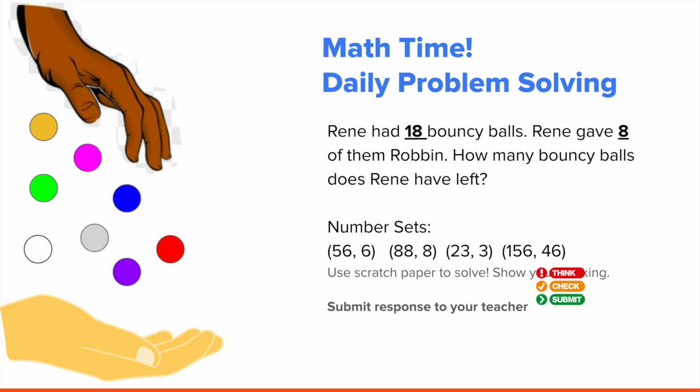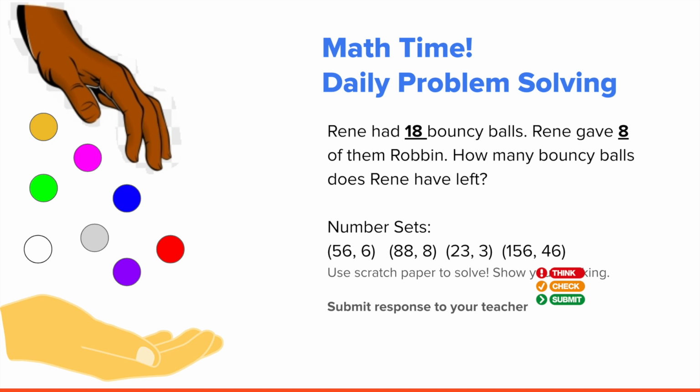Who is this problem about? Renee and Robin, right? What do they have? Or what does Renee have? Bouncy balls, right? He has 18 bouncy balls. What does Renee do with those balls? He gives 8 of them to Robin, right? What is the question? What are we trying to find? How many bouncy balls does Renee have left?